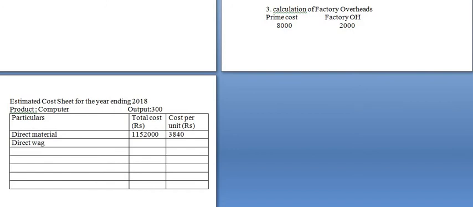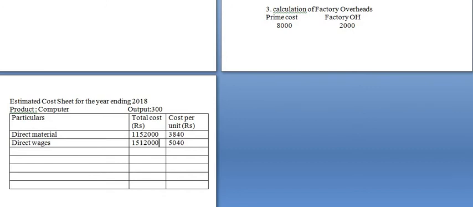Okay, now next comes direct wages. Now direct wages, again as per second working note, cost per unit is 5040, right? Yes. Now 5040 into 300 computers will give you 15 lakh 12,000.